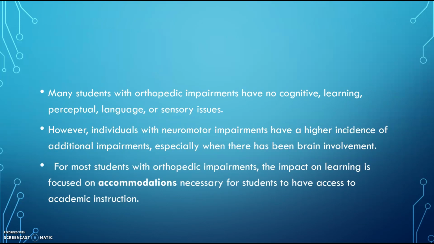And many students with orthopedic impairments have no cognitive, learning, perceptual, language, or sensory issues. But individuals with neuromotor impairments have a higher incidence of additional things that are not working, especially when there's been brain involvement. And so for most students with orthopedic impairments, the impact on learning is focused on accommodations necessary for the students to have access to the academic instruction and participate in the general education classroom.